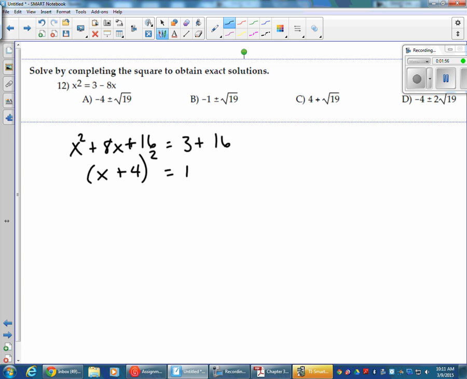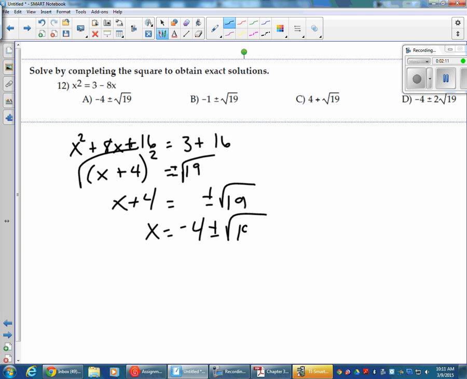And this side is 19, 3 plus 16. Square root both sides. Remember, you got a plus and minus square root. So this side becomes x plus 4 equals plus and minus the square root of 19. Subtract 4 from both sides. You get negative 4 plus or minus the square root of 19. So your answer is A.